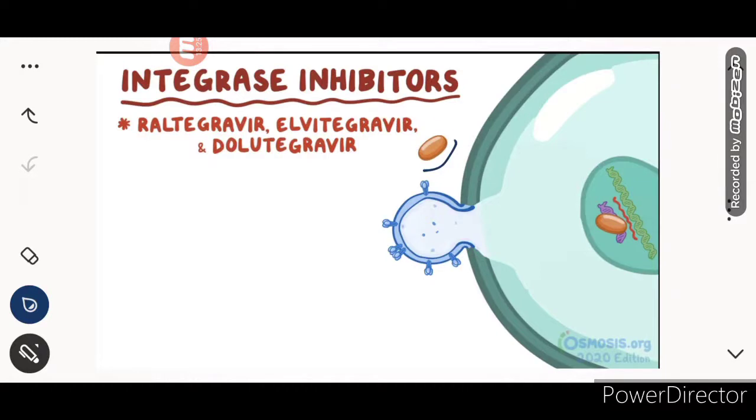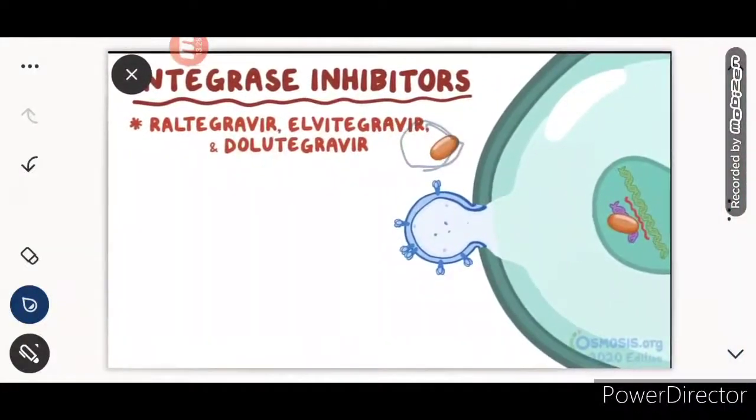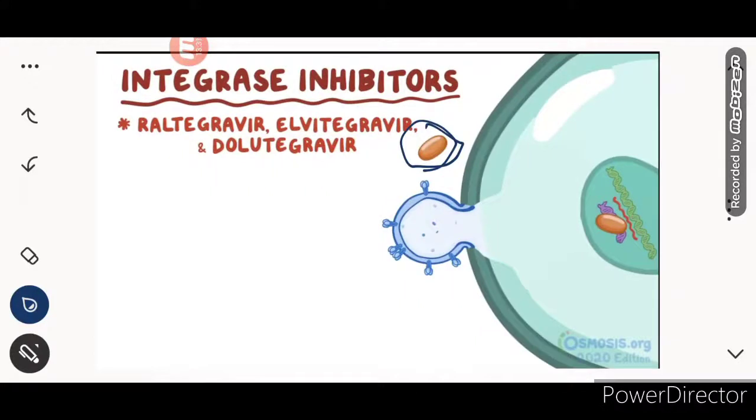But what it does is that this integrase inhibitor binds to the integrase enzyme instead, and there are also analogs for the integrase. So when it binds to the viral DNA, it can't be attached to the host DNA, and once it can't be attached to the host DNA, the virus replication will basically be stopped.